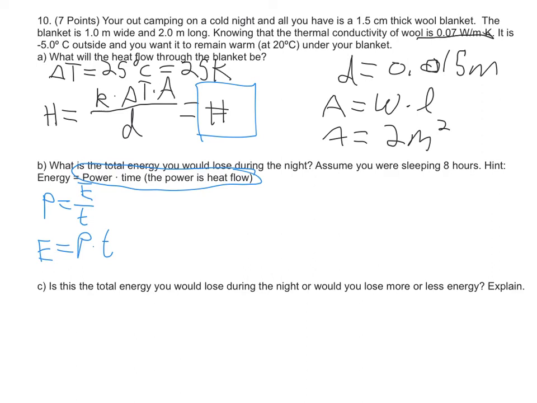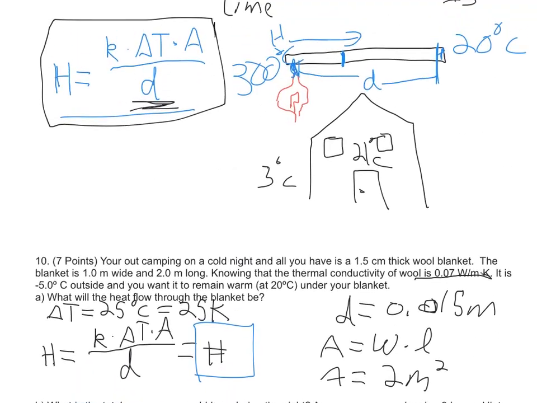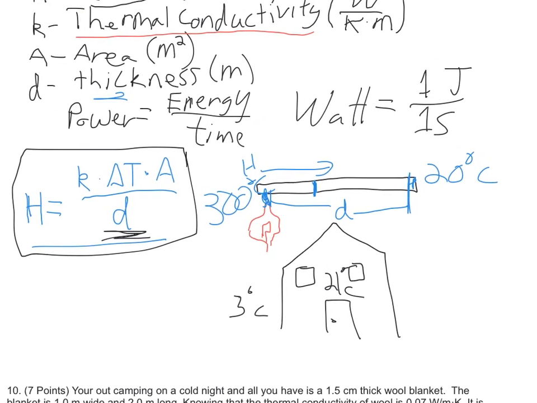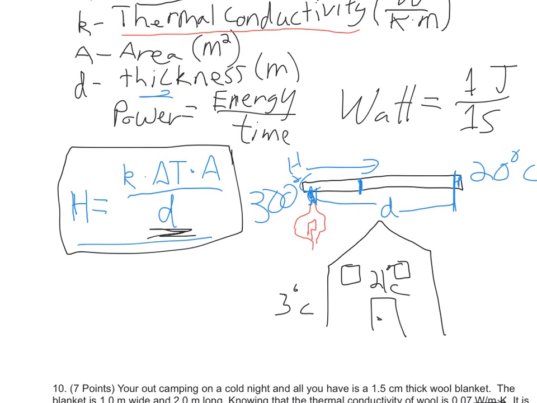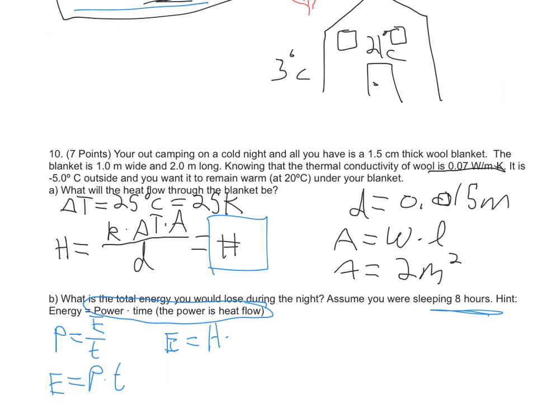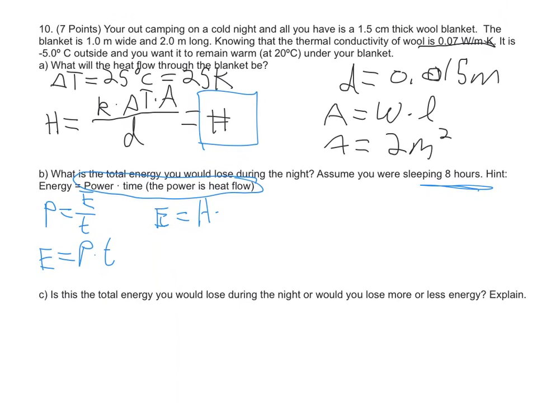Okay, so what that means is our energy is going to be equal to whatever we get from the part above, H, multiplied by our time. Now our time we're told is 8 hours, but 8 hours isn't the right units. If you recall, let me just flip back up here, I mentioned a watt is a joule per second, as we see over here. And so what we need is not to have hours, but rather to have seconds.